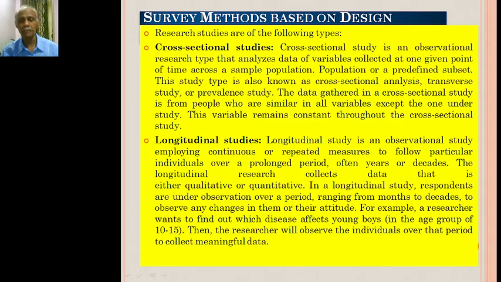This study type is also known as cross-sectional analysis or transfer study or prevalence study. The data gathered in a cross-sectional study is from people who are similar in all variables except the one under study. This variable remains constant throughout the cross-sectional study.